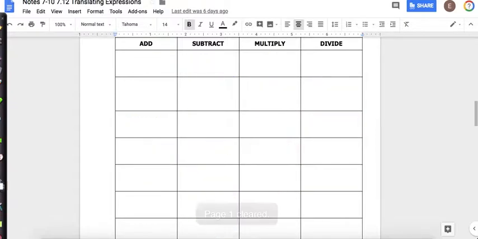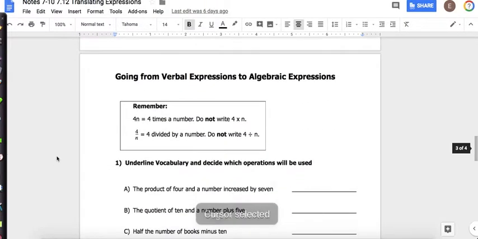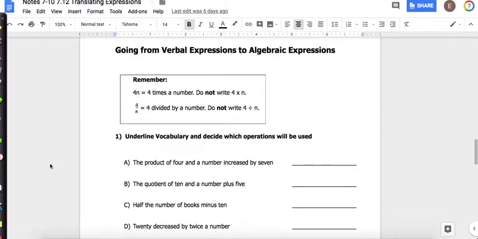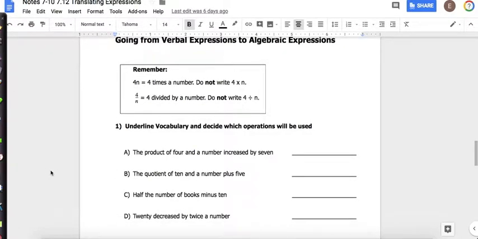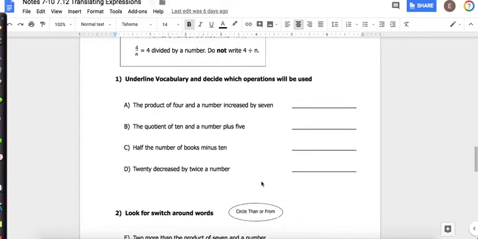So let's turn the page, or look on the next page in your case. It says going from verbal expressions to algebraic expressions. 4n equals 4 times the number. Do not write 4 x n because this means 4 times n. However, x can be a variable when we're talking about algebra, so we try not to use the x anymore. We will use number in front of letter. And then 4 divided by n equals 4 divided by a number. Do not write 4 division symbol n. We usually write it as a fraction.